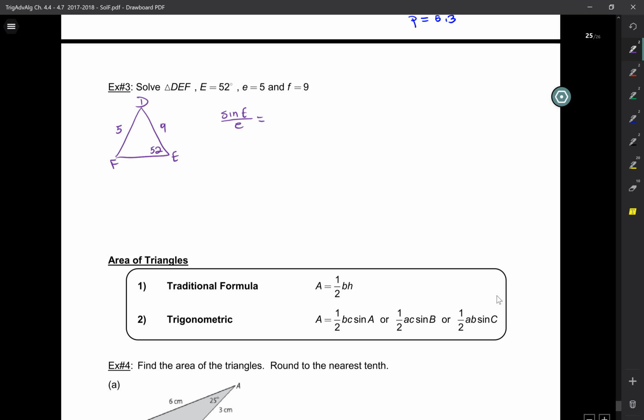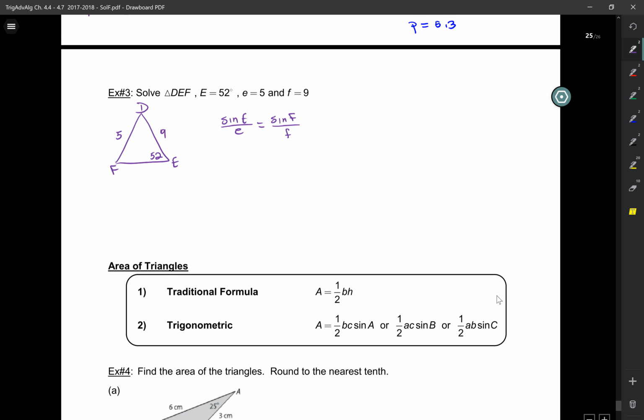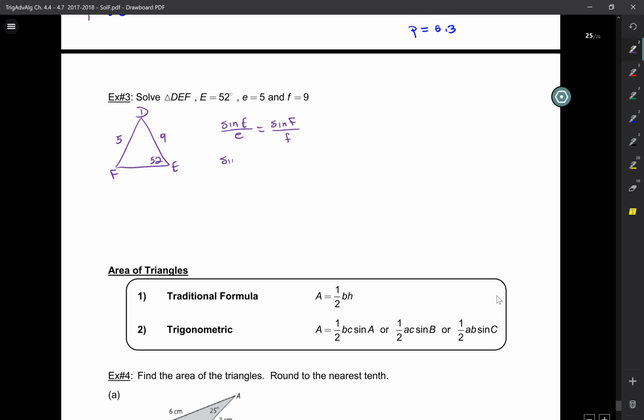Okay, so do I search for D? I can't because none of those is given. Do I search for F? I can do that because one of the pair is given. So it's going to be sine of F over little f. Okay, let's plug in everything we have. Sine of 52 over 5 is equal to sine of F over 9.